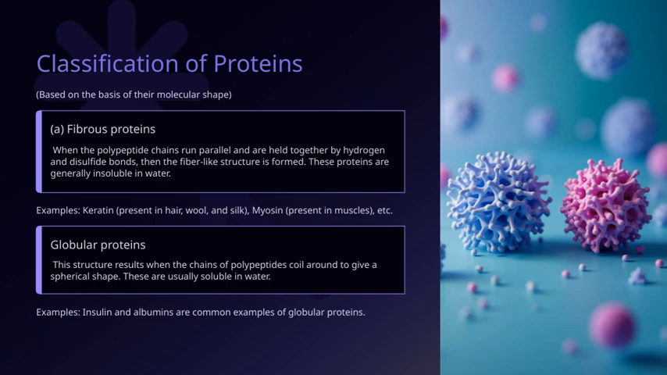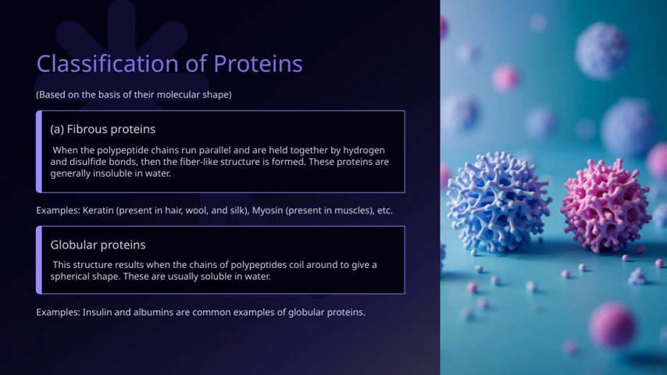On the other hand, we have fibrous proteins. Examples include keratin, which is present in hair, wool, and silk, and myosin, found in muscles. These proteins have their polypeptide chains running parallel and are held together by hydrogen bonds and disulfide bonds, creating a fiber-like structure. Due to this arrangement, fibrous proteins tend to be insoluble in water, giving them strength and durability.